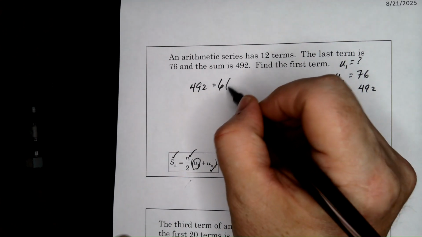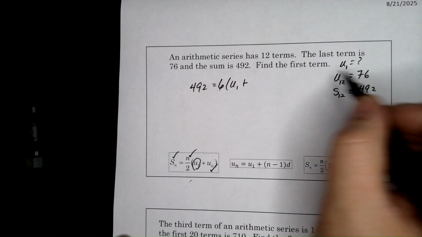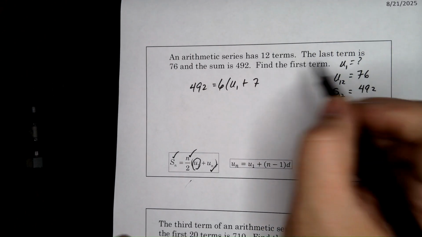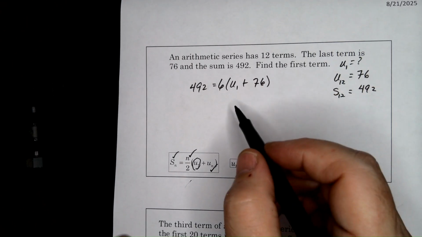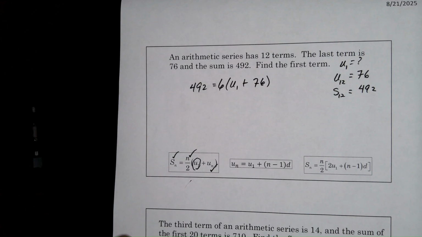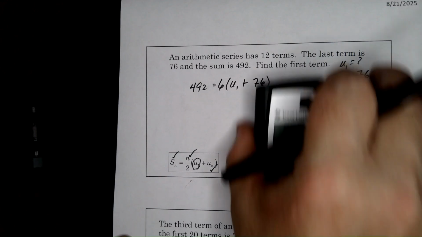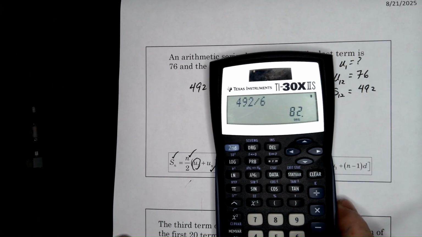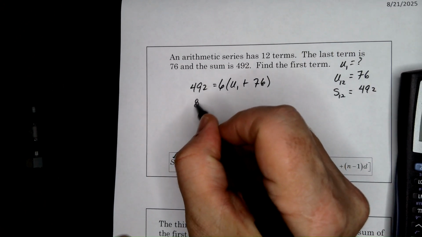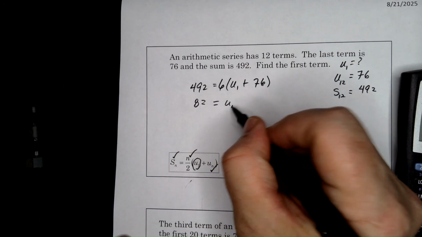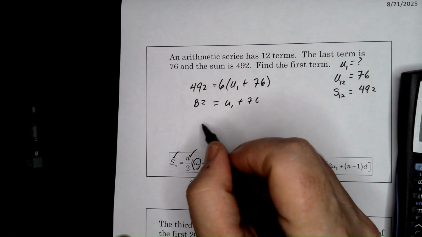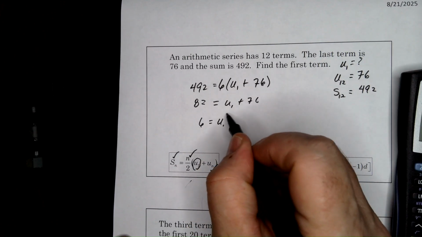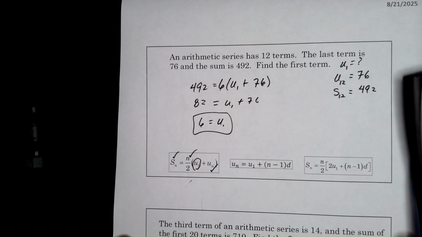Let's see, and then parentheses U1 plus UN, the 12th one. The last one is 76. Just trying to be careful right here. Okay, so we're going to divide 492, 82 equals U1 plus 76. So subtract 76. 6 is the first term.